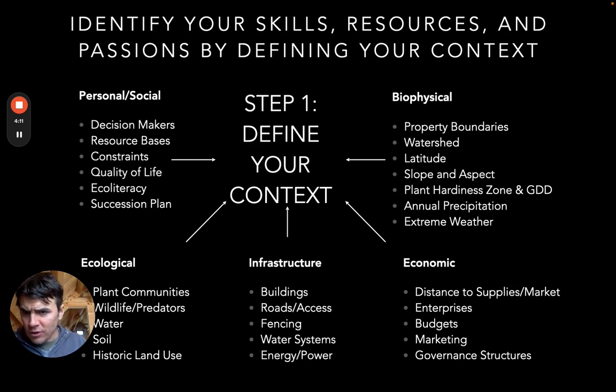And then there's the ecological elements of your context, which we're going to talk about in more depth: your water, soil, vegetation communities, and what's happened on your land in the past. Infrastructure, buildings that you want or need, buildings that you might already have, roads, access, how you get around, fencing systems that are already there or that need to be there, water systems, energy, the biophysical elements of the land itself, your latitude, your watershed, your climate, all of those things.